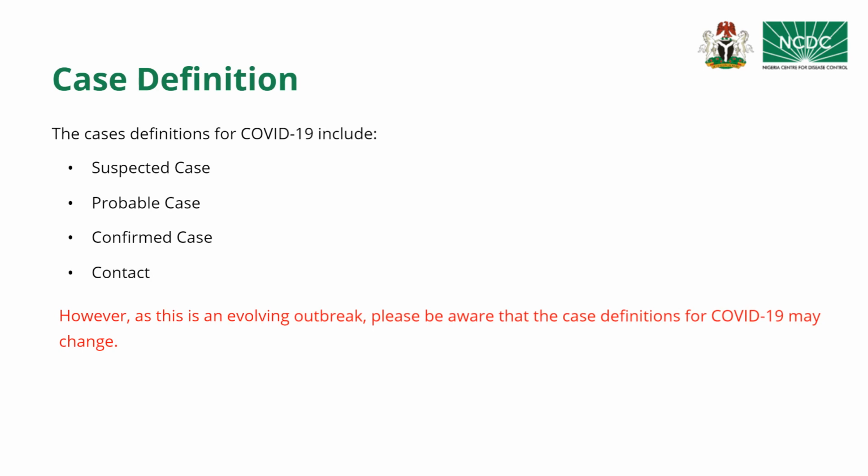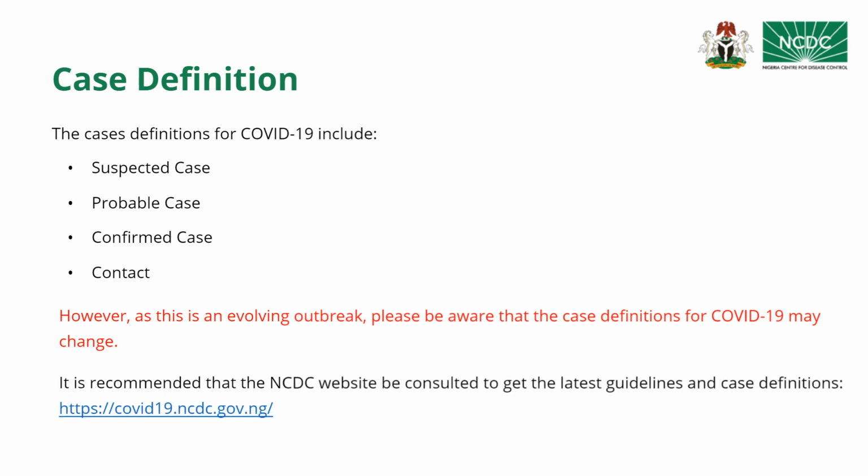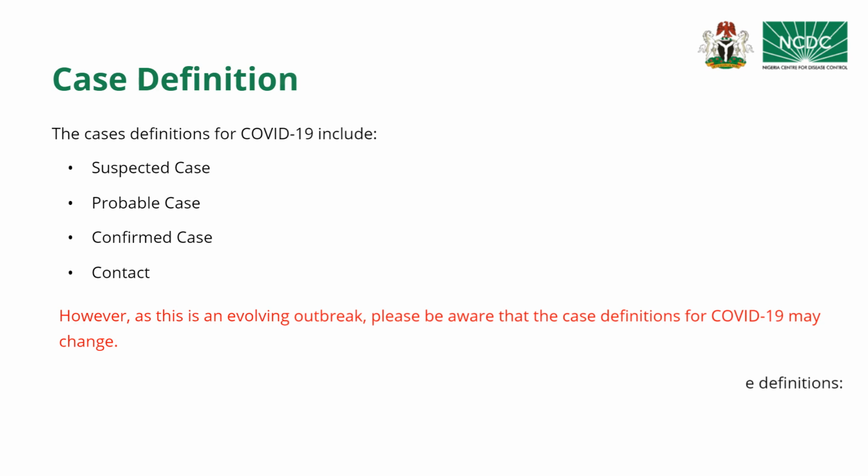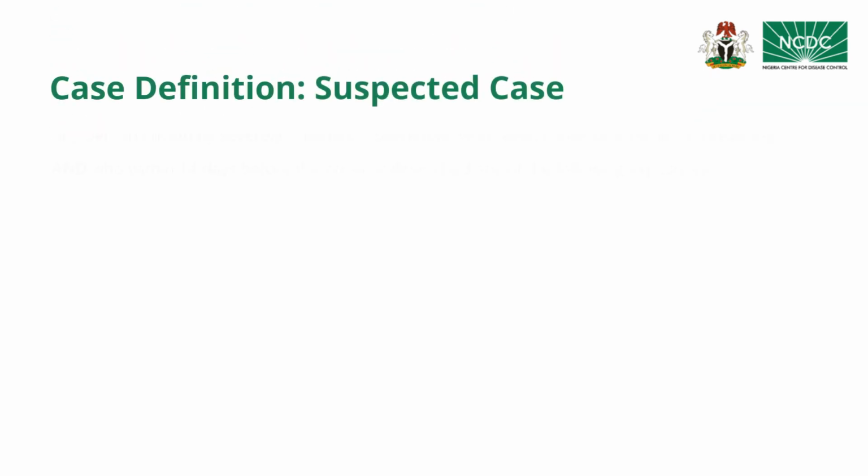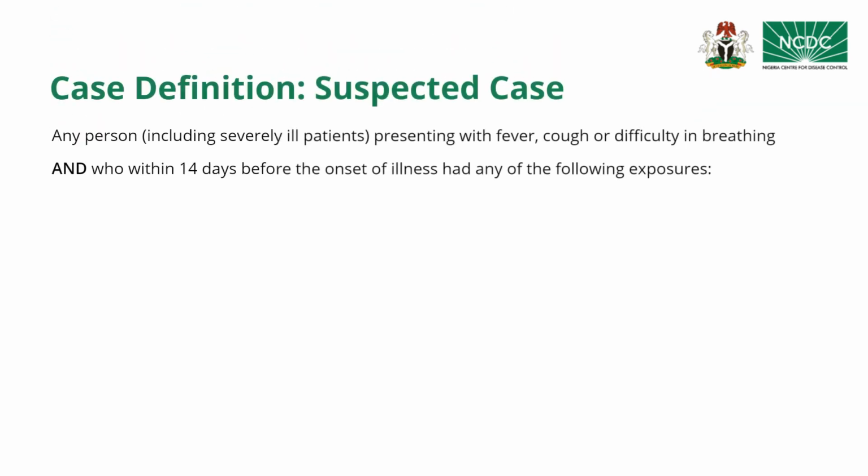However, it is important to note that this is an evolving outbreak and the case definitions for COVID-19 may change. It is recommended that the NCDC website be consulted to get the latest guidelines and case definitions. A suspected case is any person, including severely ill patients, presenting with fever, cough, or difficulty in breathing, and who within 14 days before the onset of illness had any of the following exposures.